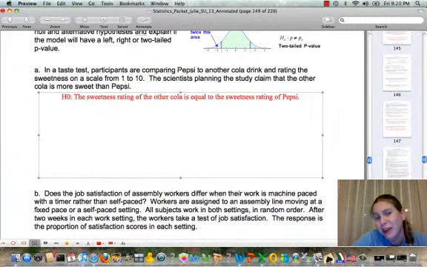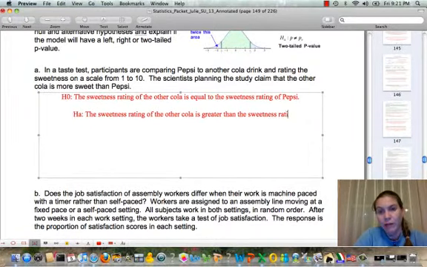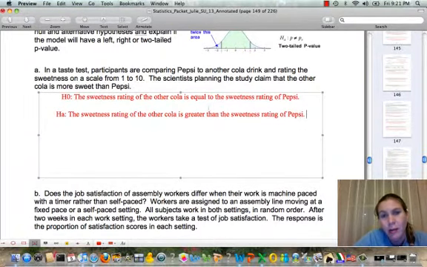Now, when I wrote my hypothesis, I chose to put the other cola first. You could have put Pepsi first, and you'd see how, depending on which one you put first, that changes the direction of the inequality. So now my alternative hypothesis, I'm going to say the sweetness rating of the other cola is greater than the sweetness rating of Pepsi. And so my inequality is going to be greater than, because I put the other cola first, right? And the scientists are claiming that the other cola is more sweet than Pepsi.